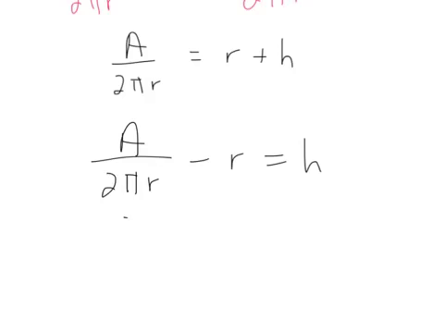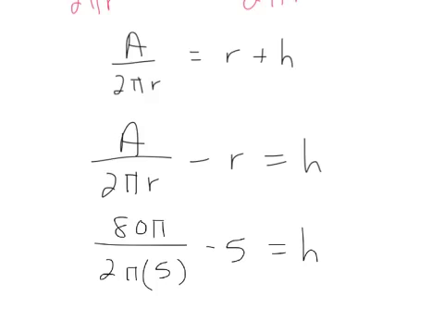Plugging in, the area was 80 pi. The radius was 5, and then we subtracted 5. The pi's cancel. The 2 times 5 is 10. So it's 80 over 10, which is 8. So it's 8 minus 5, which is 3.